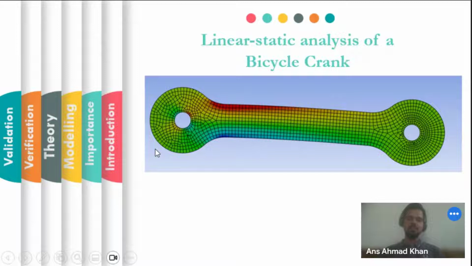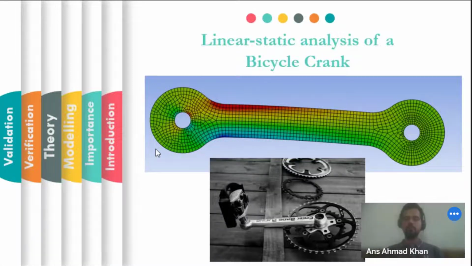A bicycle crank is basically a lever arm that connects the pedal to the sprocket chain assembly, and as the rider presses their feet on the pedal, this crank revolves and causes the rotation of this sprocket wheel, which in turn rotates the rear wheel of the bicycle.